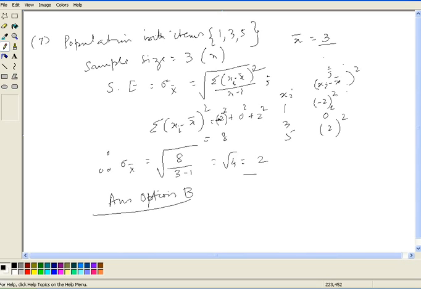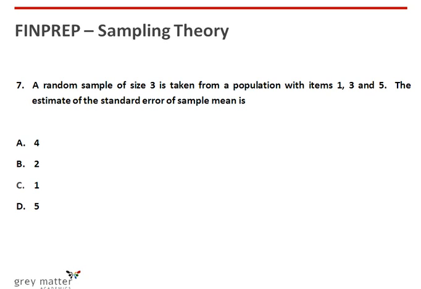Therefore sigma x bar, that is the standard error, is equal to the square root of 8 by 3 minus 1, which works out to be 2. So the answer is option B. Going to our PowerPoint presentation, it is option B, which says it is 2.